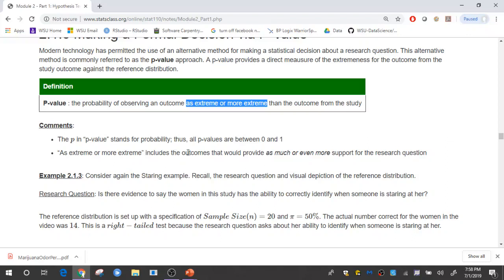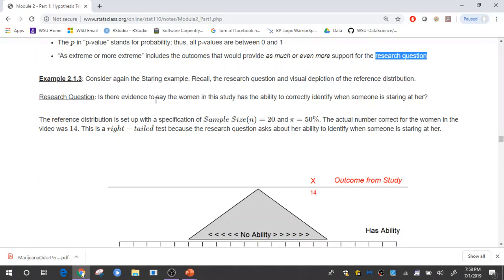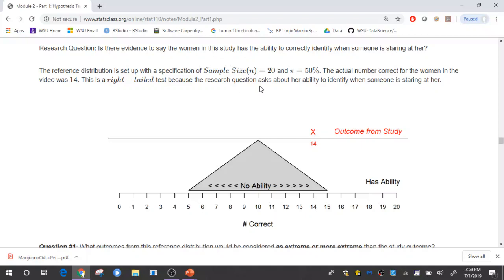So when determining the p-value, again, I need to clearly understand what the research question is, and I need to identify which side of the distribution provides evidence for the research question. Let's look at the staring example. Recall that the research question was, is there evidence to say that the woman in the study has the ability to correctly identify when somebody's staring at her? The reference distribution is set up with a sample size of 20, a parameter value of 50%, and the actual number correct was 14. So in the staring example, she had 14 out of the 20 correct.